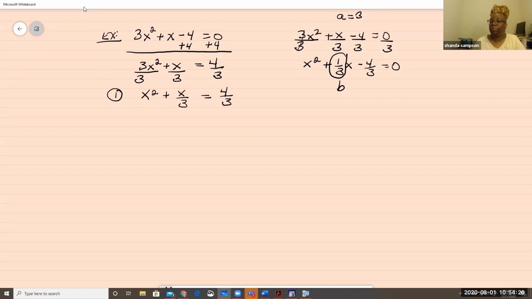So we need to take B and divide it by 2. That's why I don't like saying half of B, because students get confused. They don't know what half of a third is. So I'm going to take B, which is 1/3, and divide that by 2. What do I get? Now I'm going to put this in my calculator. I know how to obviously do it in my head, but I want you to see the calculator work that goes along with it.